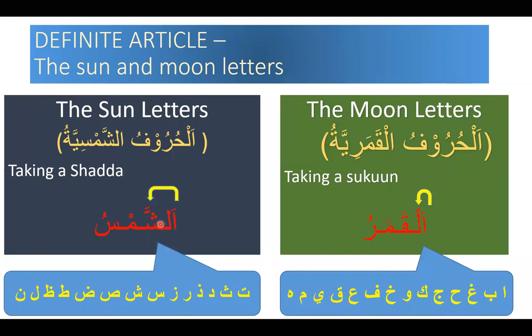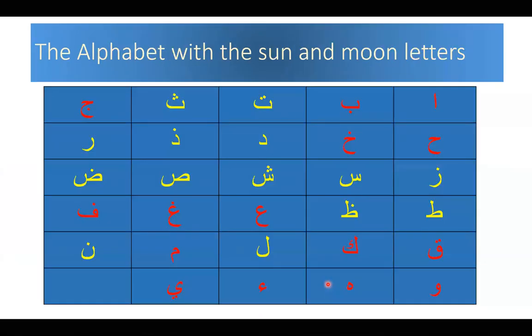Now, with respect to the sun letters and moon letters, if you learn one, we don't need to learn the other set. We could use the law of exemption in our mind and apply it. And I want to take you all to this page here, and we'll stop at this point. Now, this is the Arabic alphabet. If you feel that you need to review your Arabic alphabet, fine, do so.